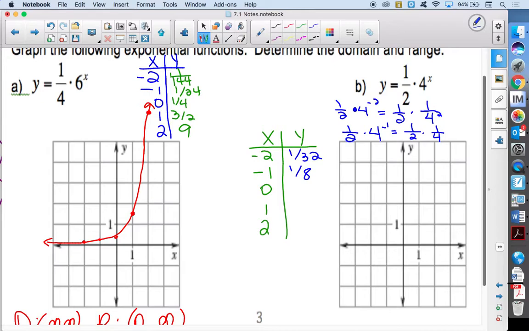So plug in a 0, plug in a 1, plug in a 2. Once you get to 0, it becomes a little easier. You're not worried about the fractions. So the negative exponents are going to make a fraction. That's what a negative exponent does. Does anybody have the 0, 1, 2? Mason, what do you got? 1/2. And 1 is? 0. And 2 makes?